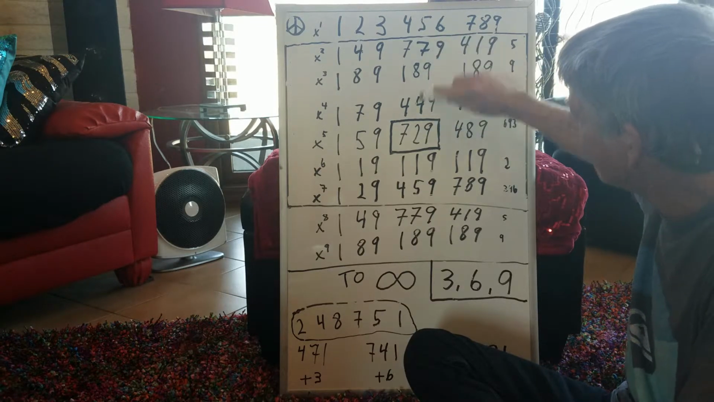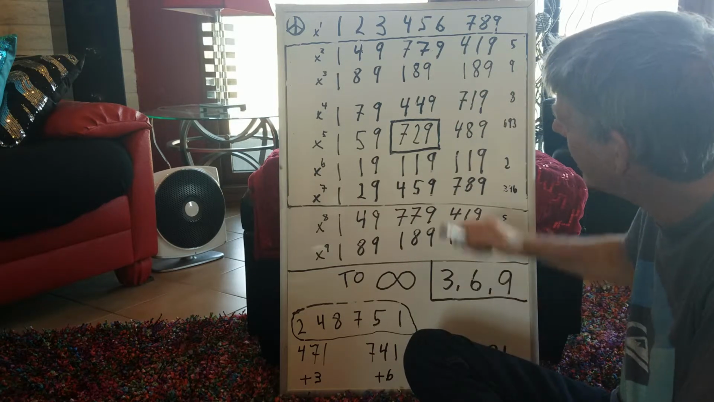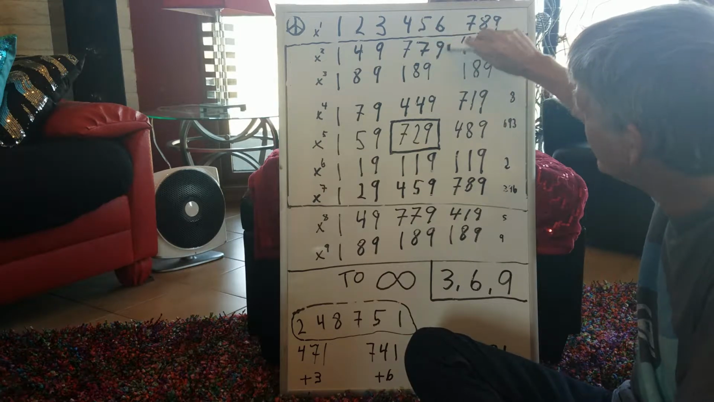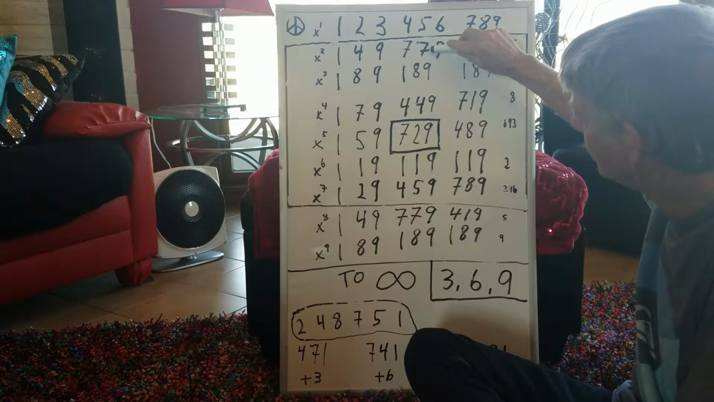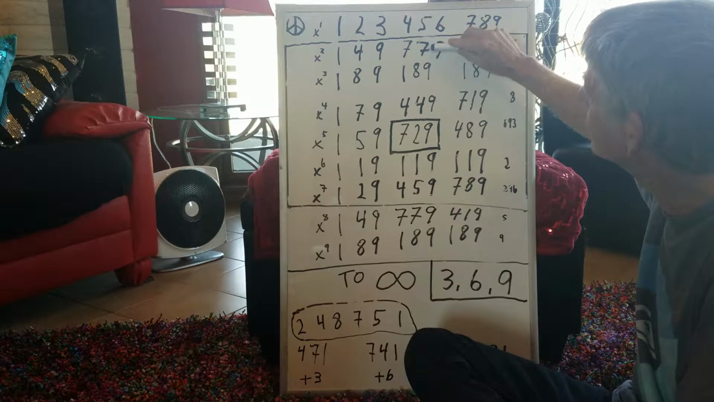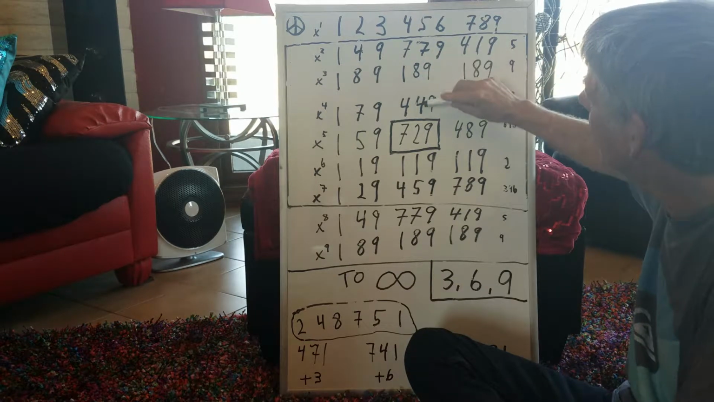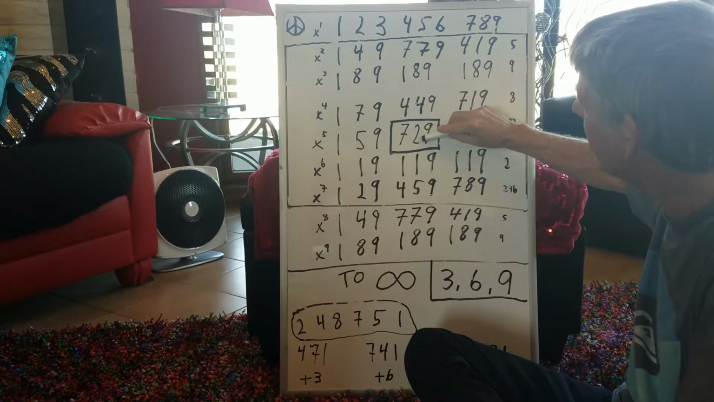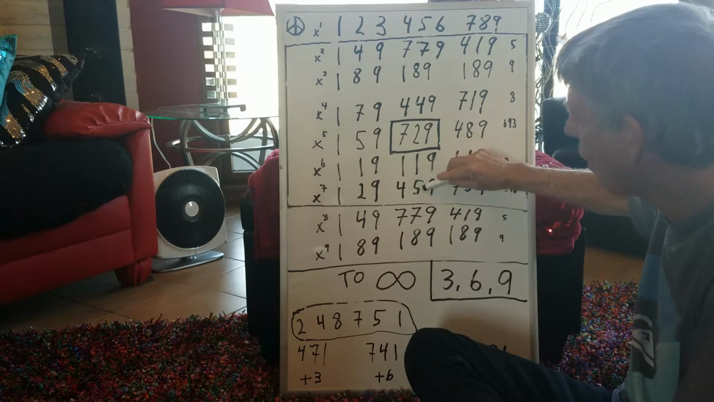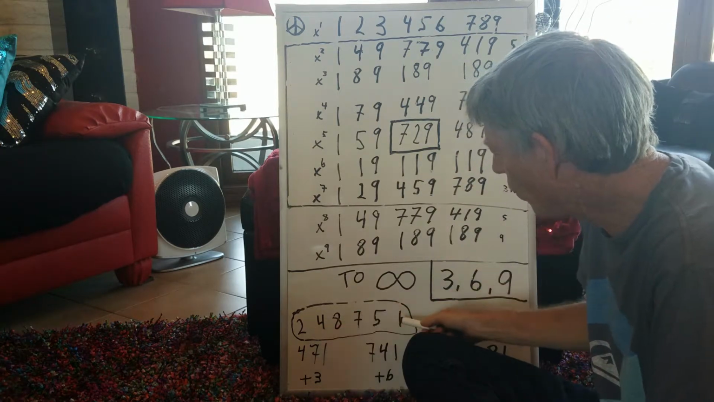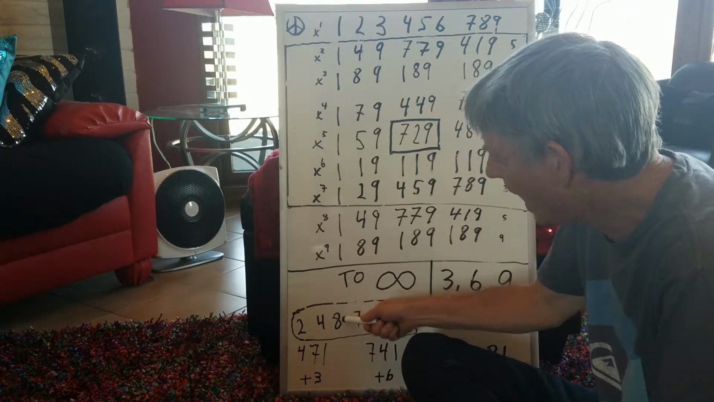2, 4, 8, 7, 5, 1. Once again, the difference between these two numbers. 2, 1, 5, 7, 8, 4. 2, 1, 5, 7, 8, 4.